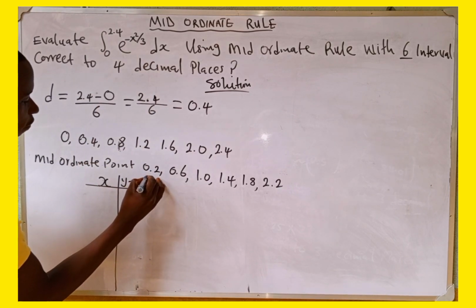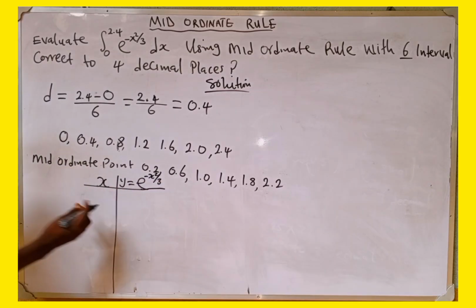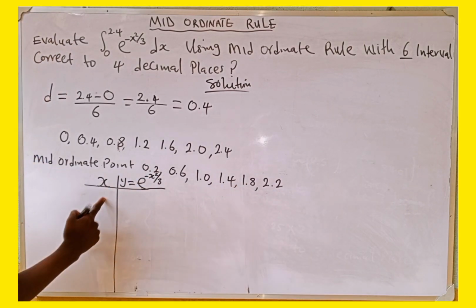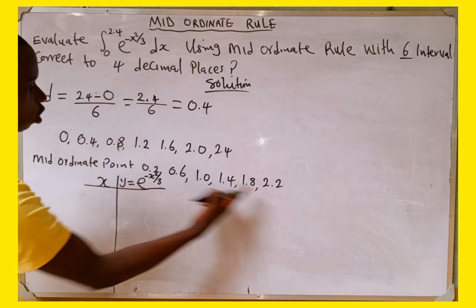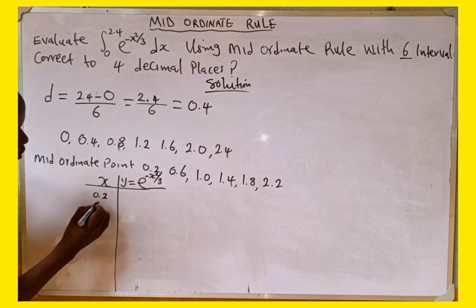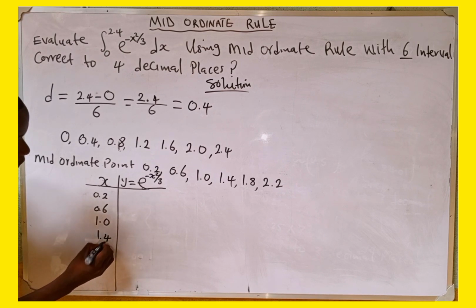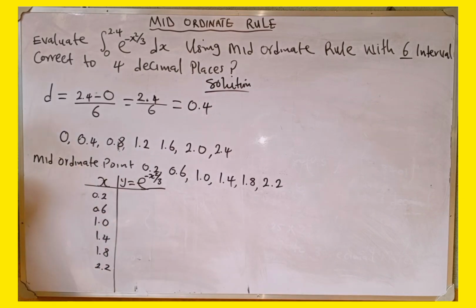Exponential raised to the power of minus x squared over 3. So this is the function. So all these points, we are going to substitute in place of x. The next thing we're going to do is substitute all these points under the column for x. So the first one is 0.2, 0.6, 1.0, 1.4, then 1.8, then 2.2. So here are the points.